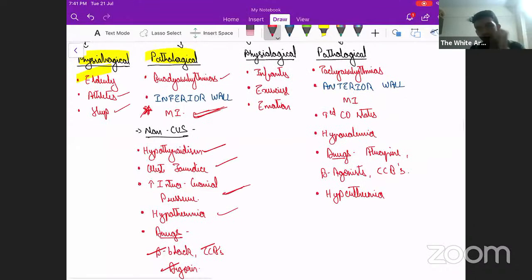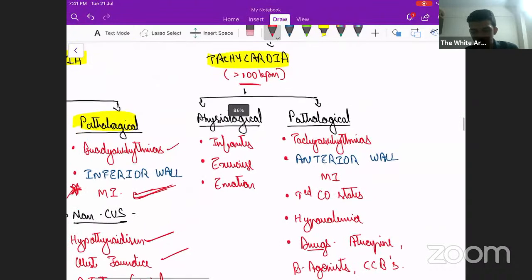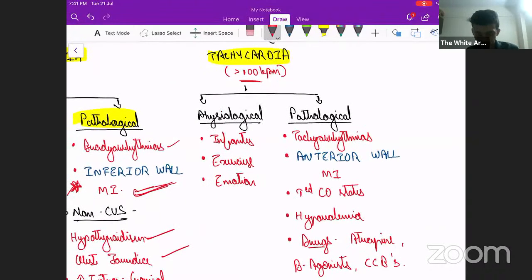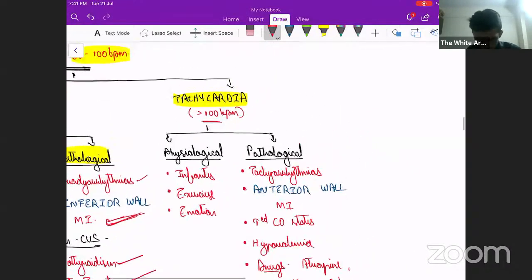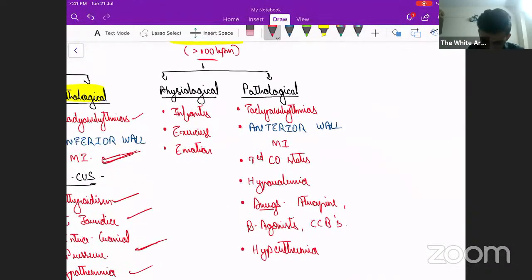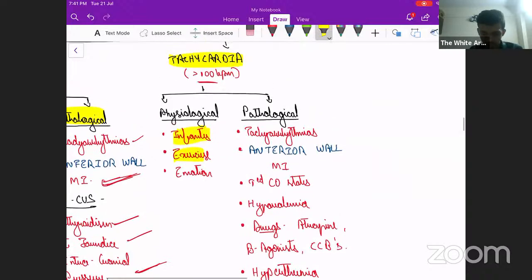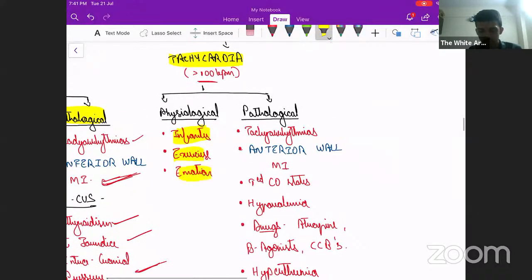Yes, because the right coronary artery supplies both the SA node as well as the inferior wall. Good, Pawan got the answer. Next one is tachycardia, greater than 100 beats per minute. Again, physiological and pathological. Physiological in infants, because of exercise and because of emotion. In infants there will be decreased vagal tone, decreased vagal discharge, so that's why they have tachycardia. In fact, it is normal for them. For that particular age, the rate is normal.